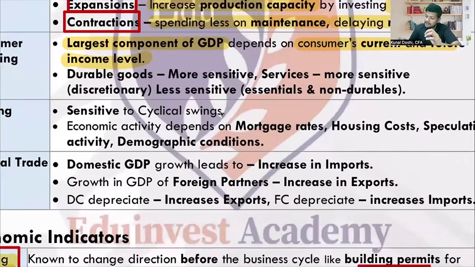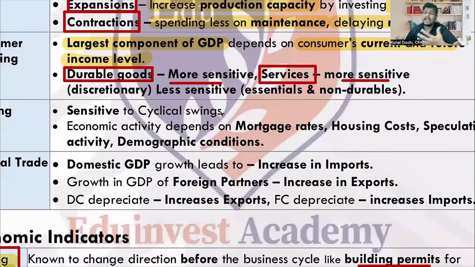Now here, different types of goods, for example, durable goods. When I say durable goods, I mean furniture or cars, luxury cars, they are very sensitive to the business cycle. Similarly, some services are very sensitive, like exclusive holidays, or restaurants, or luxury travel. These are more sensitive. But the essential ones are less sensitive.